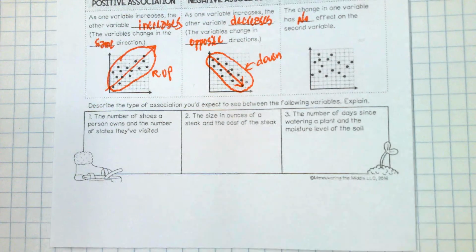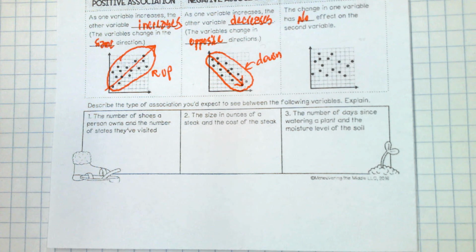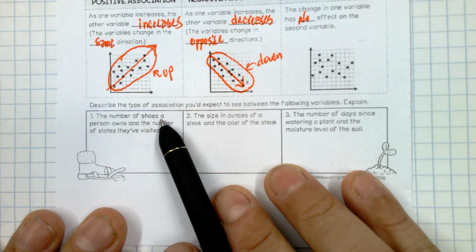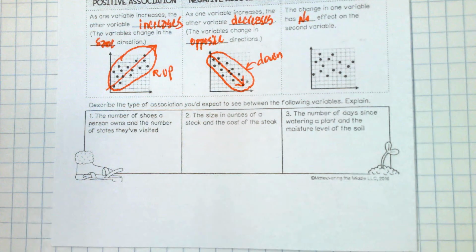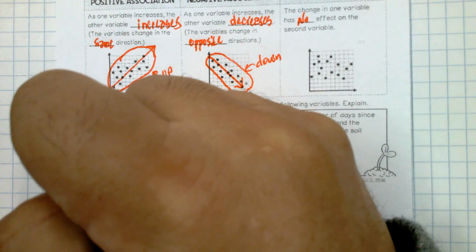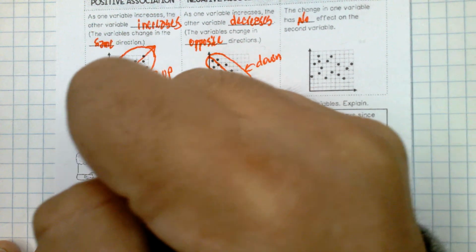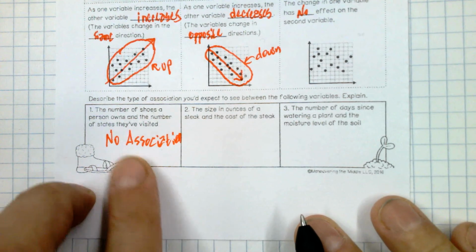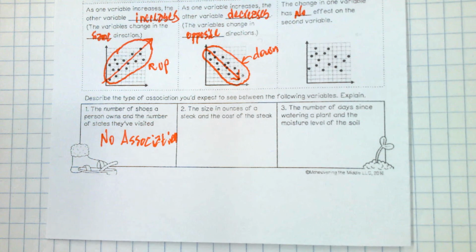So let's answer these three. They describe situations, and we're going to decide positive, negative, or no association. Starting with number one, the number of shoes a person owns and the number of states they visited. Is there a connection? No. Sometimes we also call this correlation instead of association. It's an association or correlation.